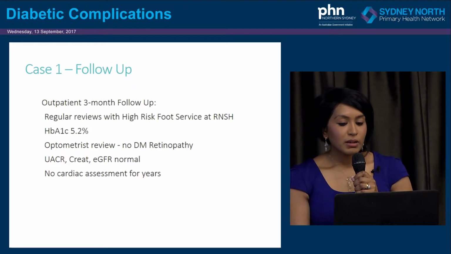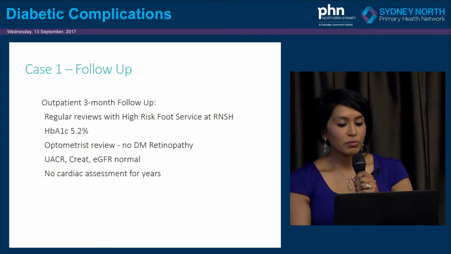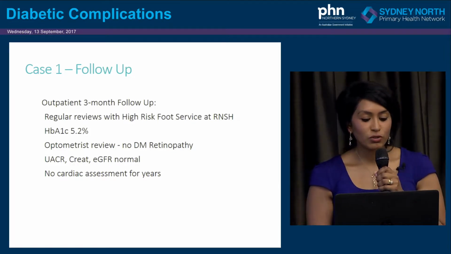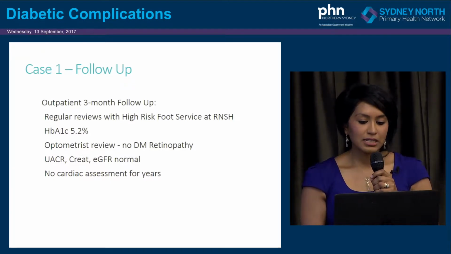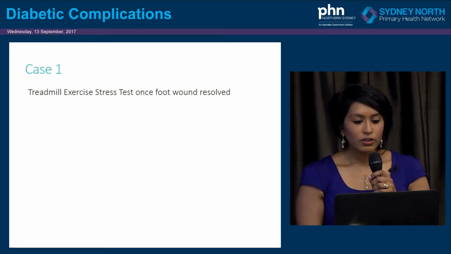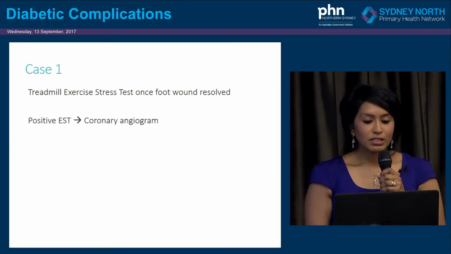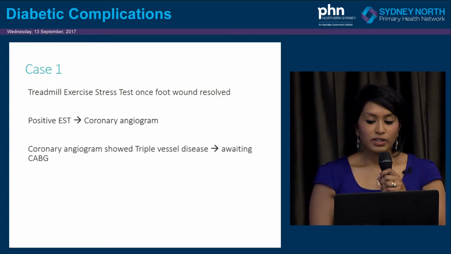He has screening for diabetic retinopathy, and that's negative, and he has a normal microalbumin urine, a normal urine albumin-creatinine ratio and normal renal function. And he reports that his last cardiac assessment was many years ago. So once his foot wound has resolved, he is referred for a treadmill exercise stress test, and it's positive. And he goes for a coronary angiogram, and this shows triple vessel disease, and he's actually currently awaiting bypass surgery.